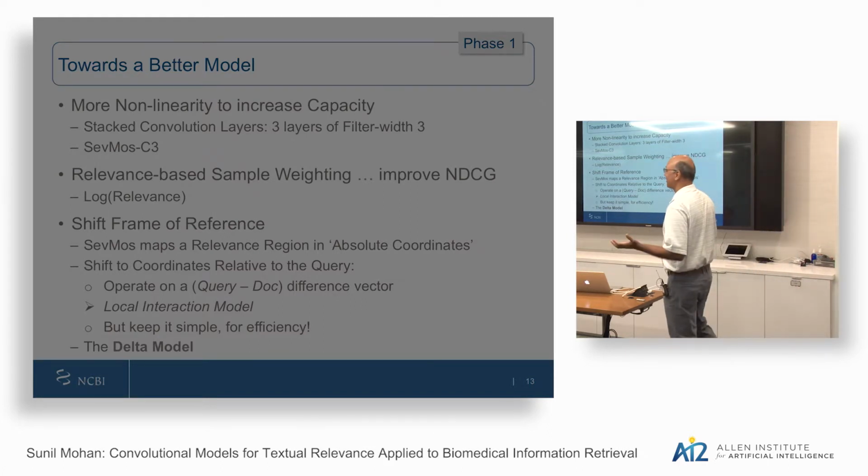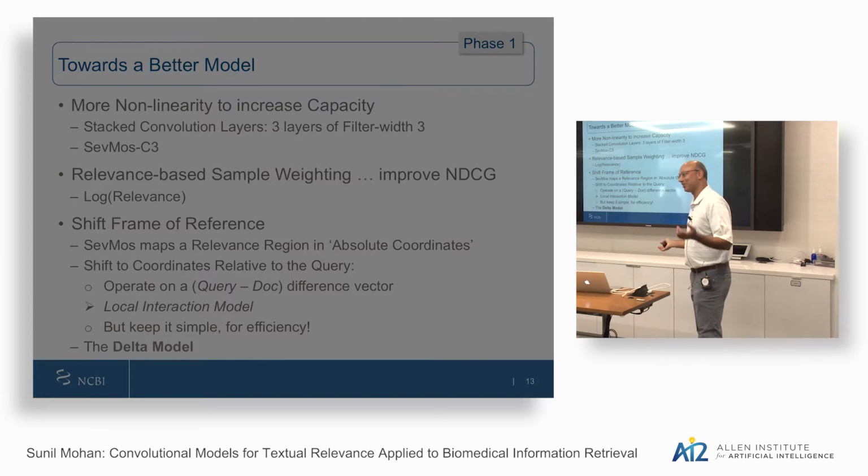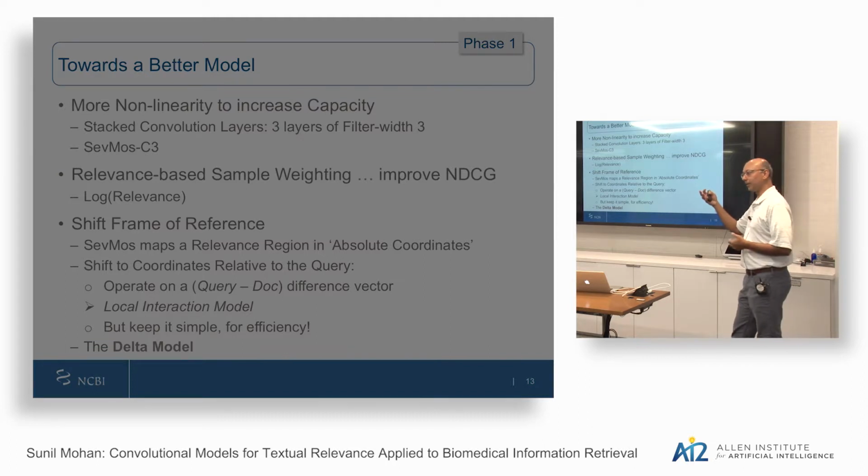So the first question was, maybe the model does not have enough capacity, right? So I said, okay, add more nonlinearity. And so the obvious place to add more nonlinearity is in the convolutional layer. And instead of using a single layer of width 5, I then used a stack of 3 layers of width 3 each, which get to 7 grams. But there are 3 levels of nonlinearity now.